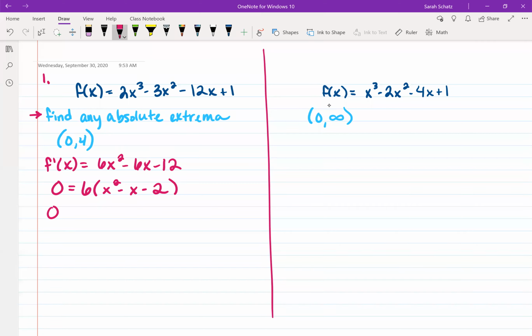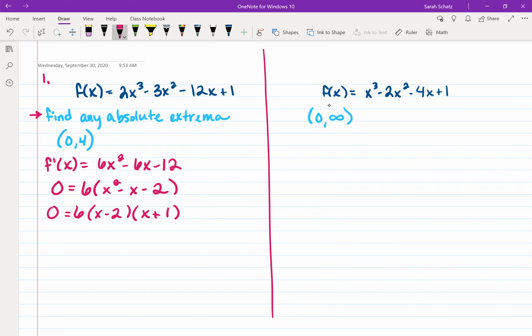Okay, so let's continue factoring. So I do have the 6 on the outside, but remember, because it doesn't have an x in it, it's really not affecting your factors at all. Okay, so let's factor x squared minus x minus 2. I think it's going to be x minus 2, x plus 1.